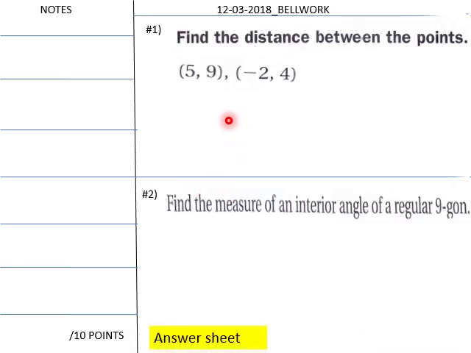And today's bell work, teachers: students, find the distance between these 2 points, and then find the measure of an interior angle of a regular nonagon. So here's your bell work. Give your students about 6-7 minutes for this.